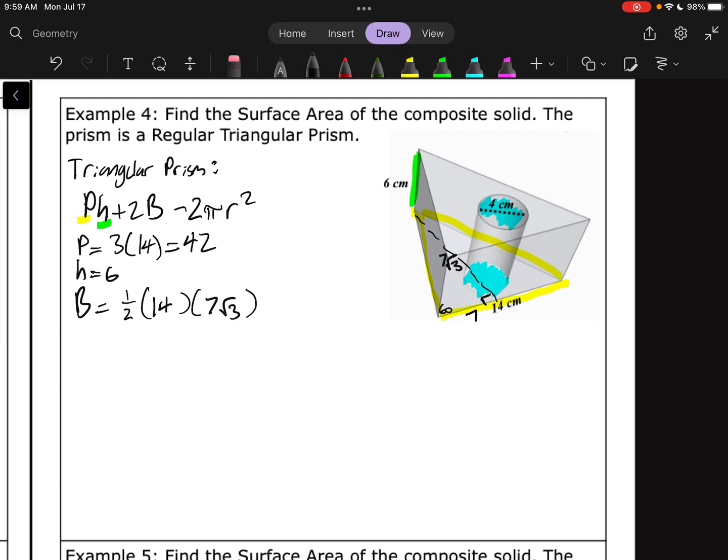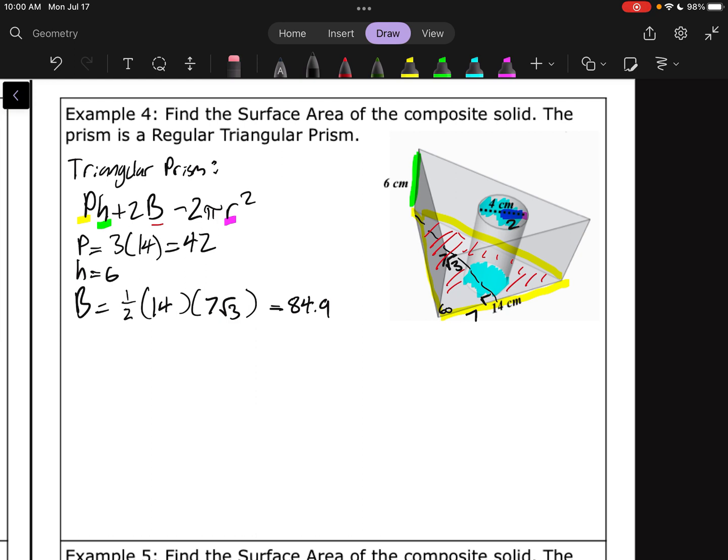Let's see what we get when we do that. Getting 84.9. And that would be the area of the base, which would be all of this stuff here, right? Okay, so the only thing that we are missing here is just our radius to plug in, which should be 2, because the whole thing's 4.